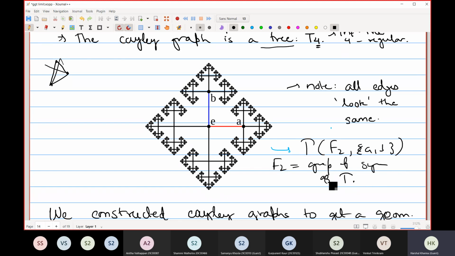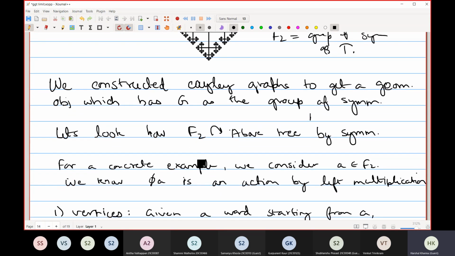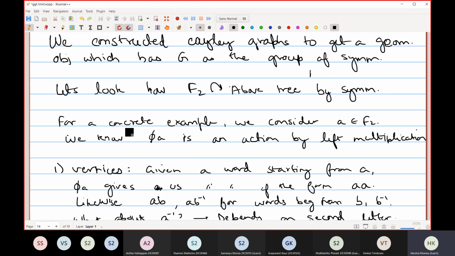Now let's see how these symmetries look. How do elements of F2 act on the tree? We constructed Cayley graphs to get a geometric object which has G as a group of symmetries. So let's look at how the elements of F2 act on the above tree. Let's take any one group element. I'll take A and observe how A acts on the tree. I want to see how A acts first of all on the vertices.